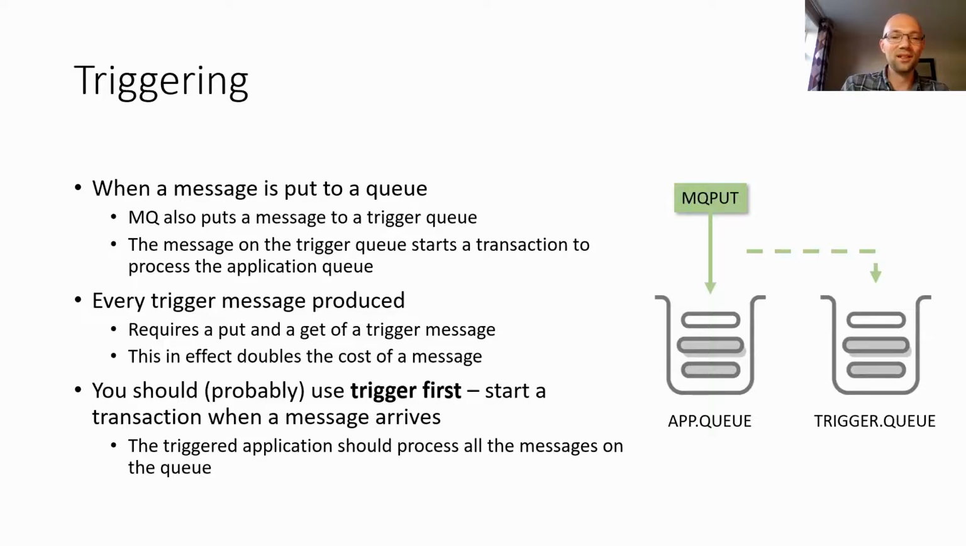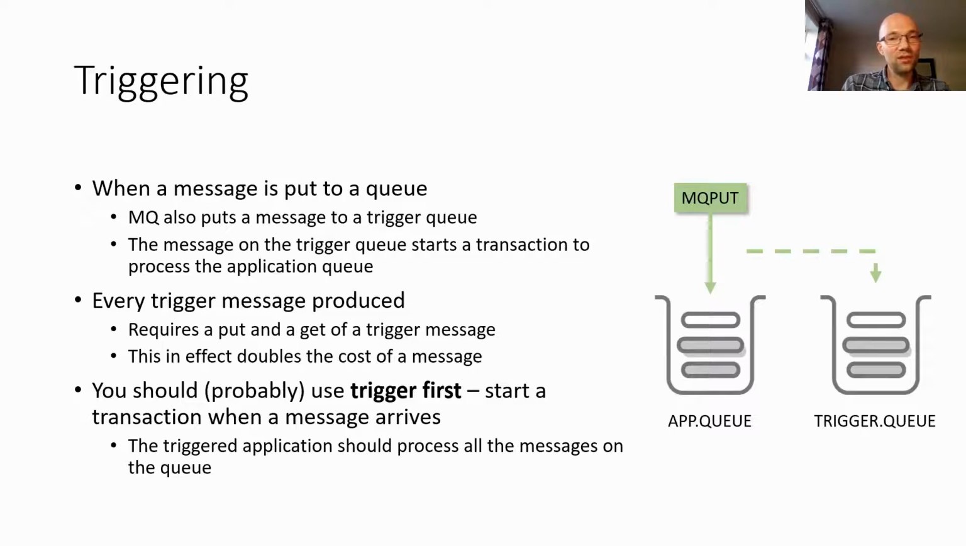usually the best way to set it up is to use trigger first, so that when the queue depth goes from 0 to 1, you get a trigger message produced. Then your application that's processing that queue should process all the messages on the queue, and then maybe terminate, so that it gets started up again when another message appears on the queue.